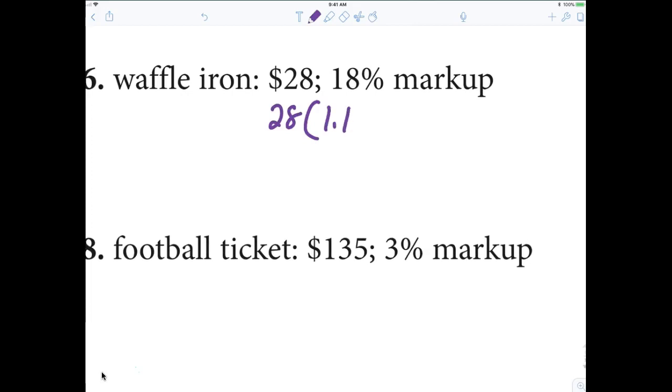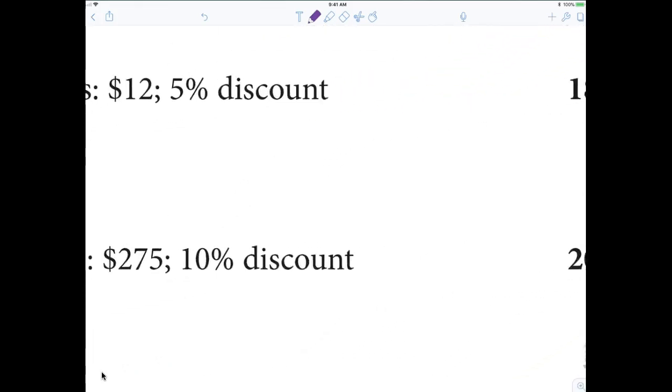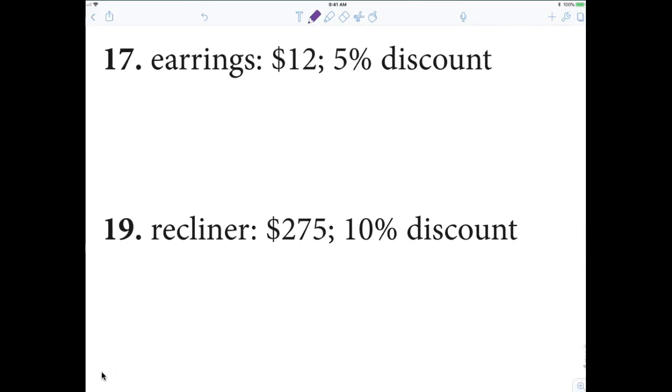All right, Will. Tell me about 16. Yeah, that's simple. 1.18. And tell me what that is. $33.04. Is everybody happy with that? $33.04. Okay, Madeline. What am I doing? 17. So you would do 12 times 0.95. That's correct, kiddo. And I got 11.40. Anybody else get 11.40? Mm-hmm. All right, I like that.